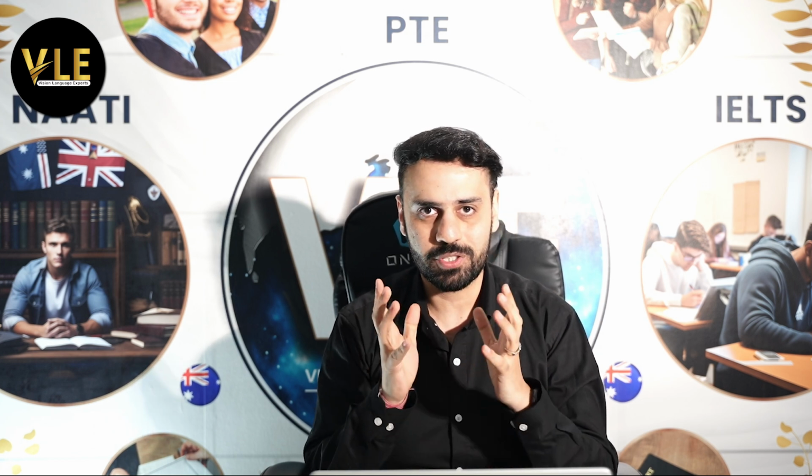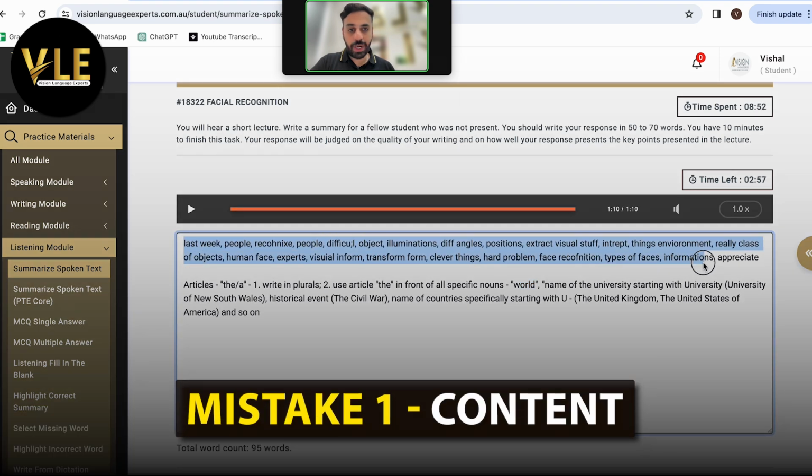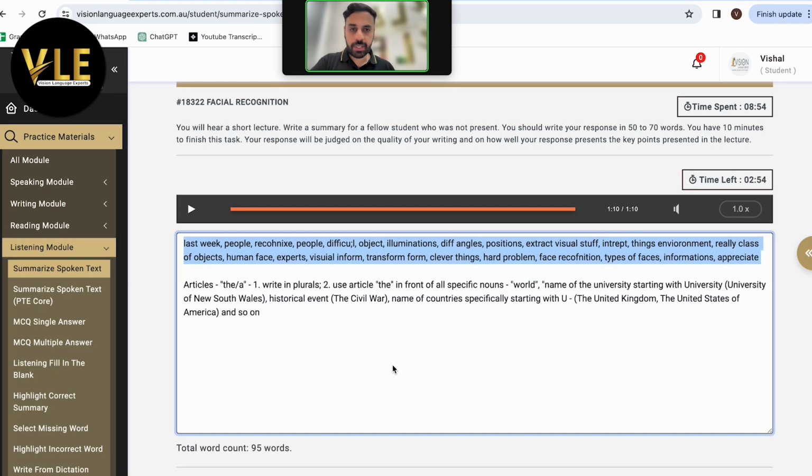Okay, now let's move to Summarize spoken text. Whenever you're doing spoken text, the first thing is to write as many words as you can, as many notes as you can capture. Okay, that's going to be the very first thing. Capture as many words as you can.